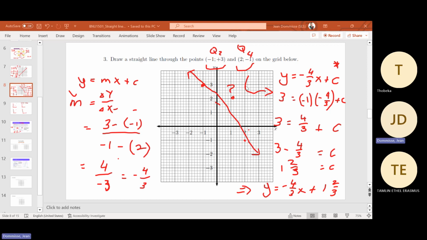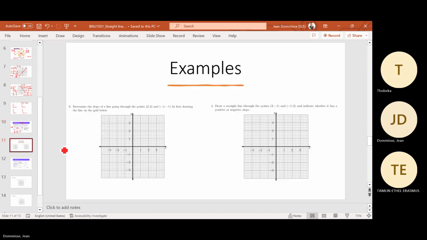Okay, cool. So let's go to the next one. Another two examples. If you lose me, the load shedding just kicked in. So if there's a slight drop in connection, I will be back in the next few minutes, but it seems like it is hopefully holding.